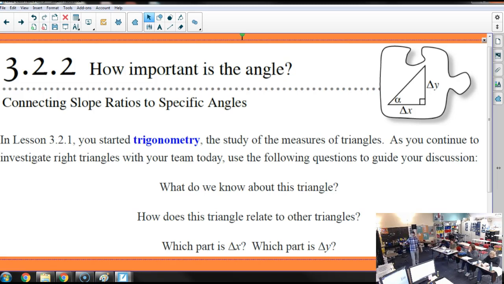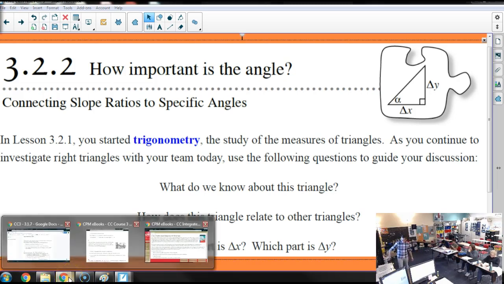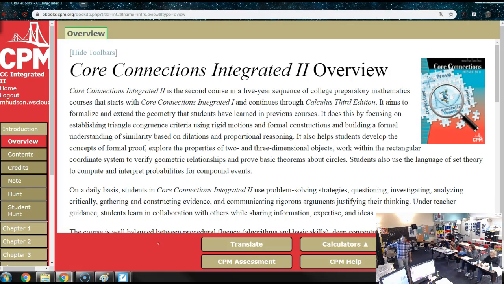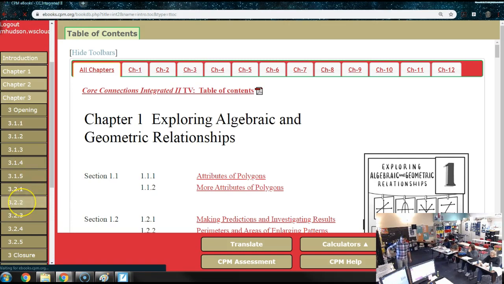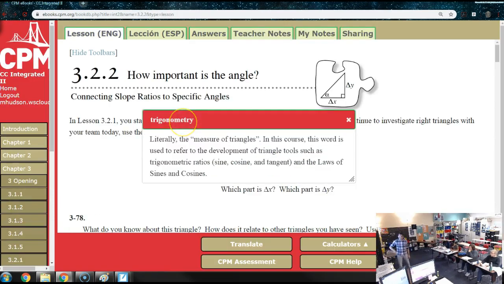If we were in the ebook, we could click on trigonometry, and that's actually just right here. So, if we wanted, don't click on that. What are we in, 3-2-2?